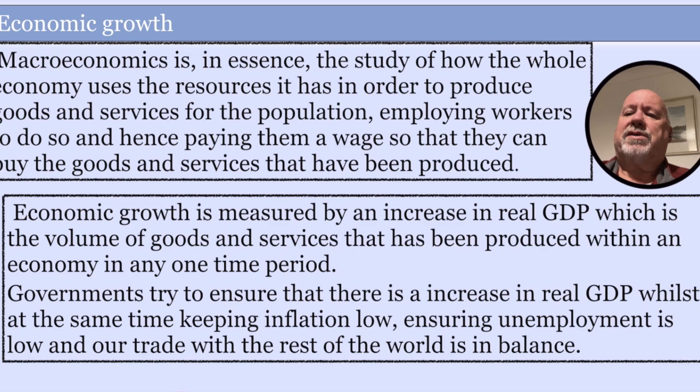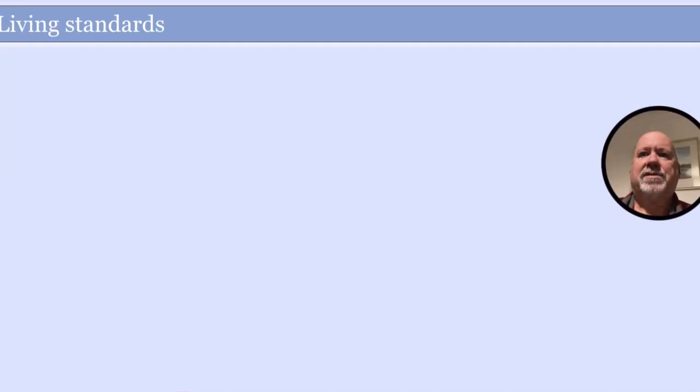What the government try to do is ensure that over time, this real GDP, that's economic growth, keeps rising, keeps inflation low, unemployment low, and makes sure that our exports and imports are about in balance with the rest of the world. Those are the objectives of the government. We'll look at those in further detail in other videos.